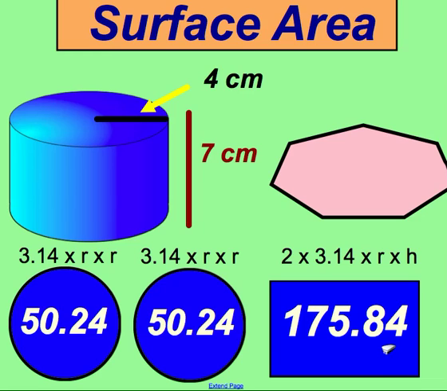But now, 2 times pi times 4 times 7 gives us 175.84. Now, to find the surface area, I just have to combine all three regions, and when I combine all three of these regions, I get 276.32 centimeters squared.